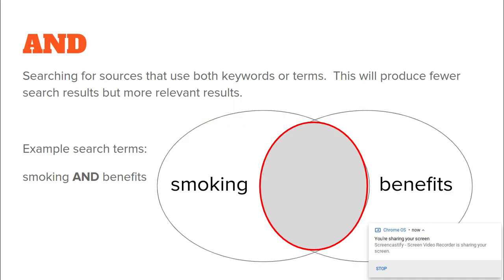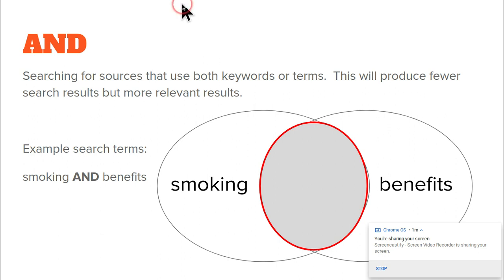So, using the word and when you are searching for articles or journals will produce sources that use both keywords or terms that you are looking up, and it'll produce fewer search results with more relevant information. So, for example, searching smoking and benefits, you know that your topic is whether or not smoking should be outlawed. So, depending on your stance on it, yes or no, you may want to search for your claim or counterclaim or opposing claim, smoking and the benefits of smoking.